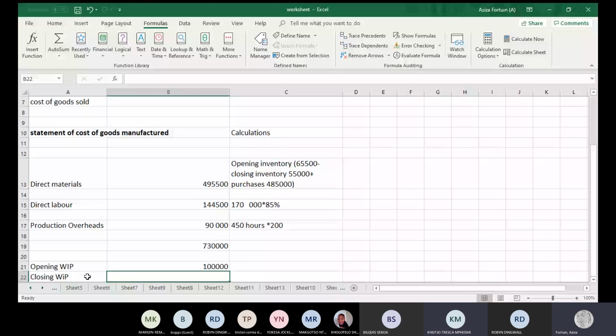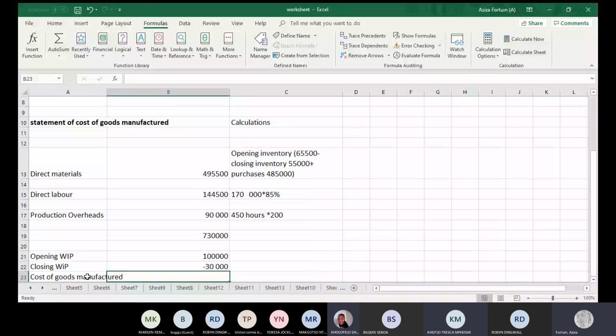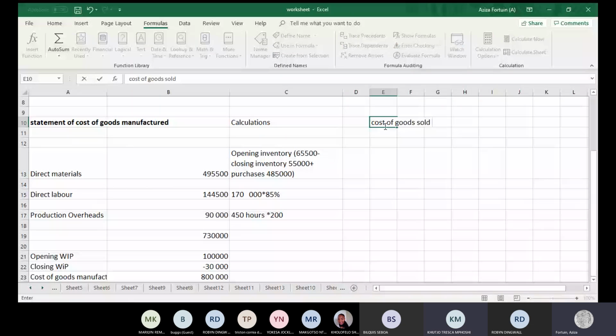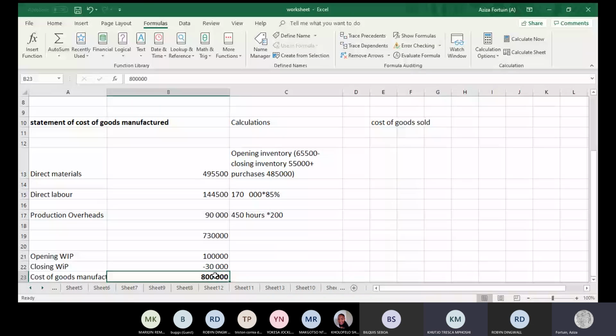Okay, so 30,000. So our cost of goods manufactured was 800,000. Okay, everybody with me? Yes. Okay, please just stop me if I'm going too far. Okay, so let's do the next one.